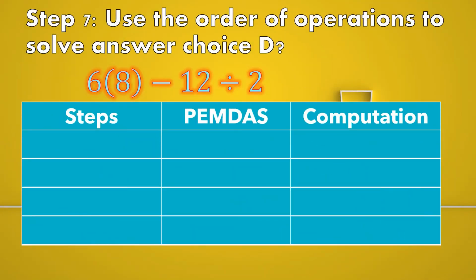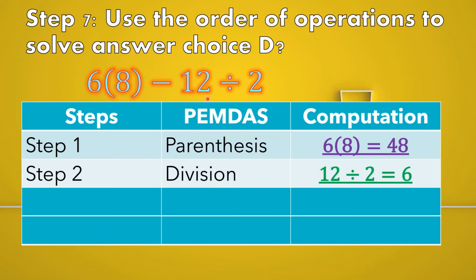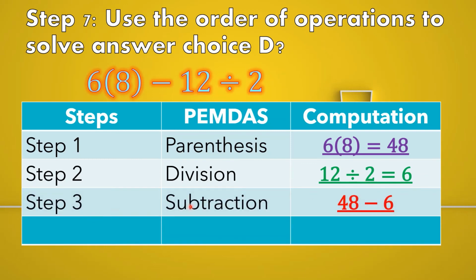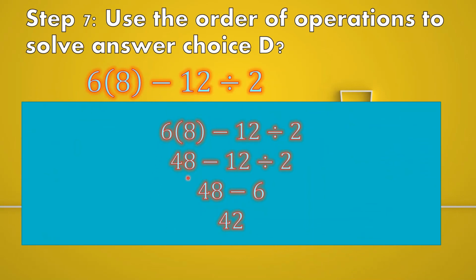Answer choice D. Use the order of operations to solve answer choice D. We will start with parentheses. 6 times 8 gives you 48. Then we will do division. 12 divided by 2 gives you 6. And finally, we will do subtraction. 48 minus 6 will give you 42. This is what your work should look like. And let's move on.